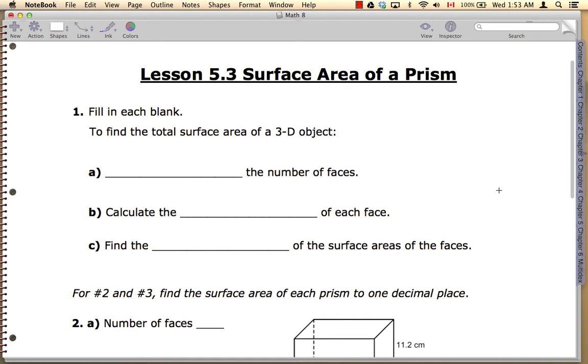So, let's fill in the blanks here. To find the total surface area of a 3D object, first of all you need to determine the number of faces. Next you need to calculate the area of each face, and then you need to find the sum or the total of these surface areas of all the faces.